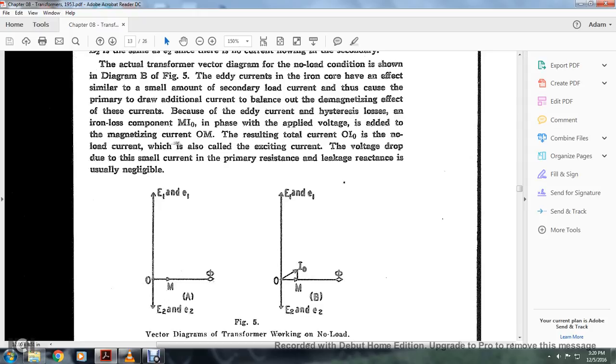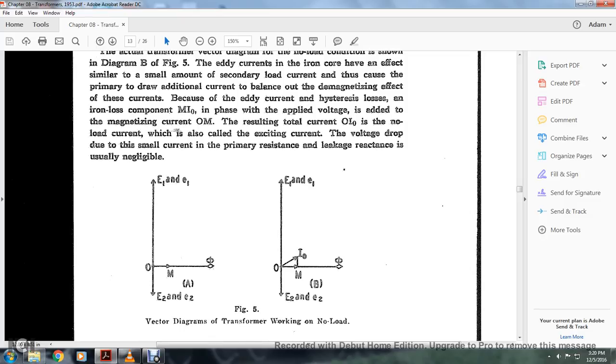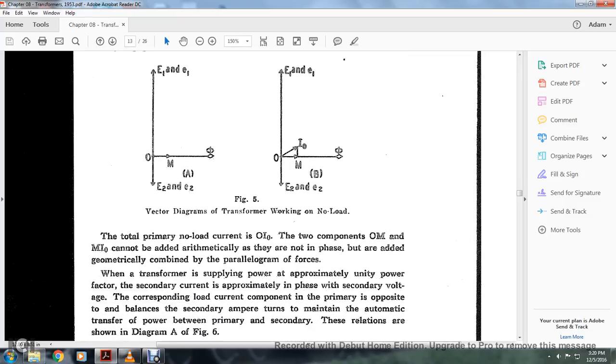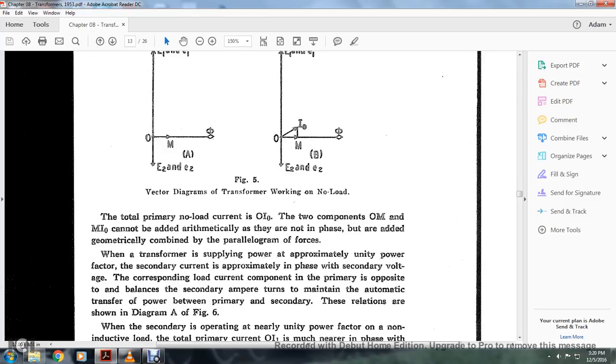Alright, here are the vector diagrams of the transformer working on no load. You see E1 and E2 on the OM axis, and also IO to MIO and part P. The total primary no-load current IO and its components OM and MIO cannot be added arithmetically. They are not in phase, but are added geometrically, combined with the parallelogram of forces.